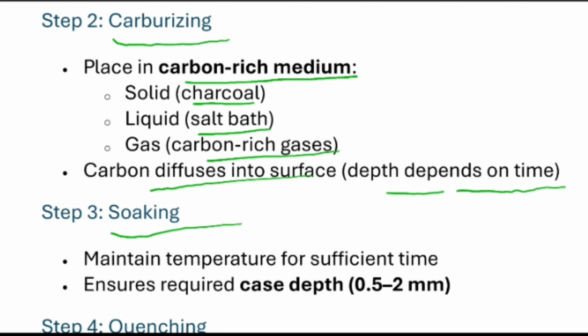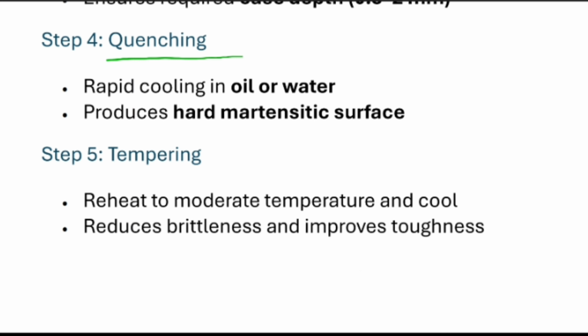Next is soaking. In the soaking step 3, maintain the temperature for sufficient time to ensure the required depth, which should be 0.5 to 2 mm. Step 4 is quenching. In this method, rapid cooling in oil or water produces a hard martensitic surface. Coming to step 5, tempering. In this tempering, we have to reheat to a suitable temperature and then cool, which reduces the brittleness and improves the toughness of the material.